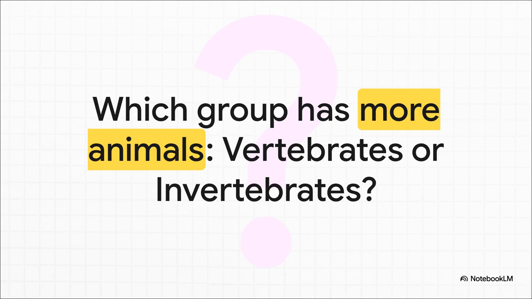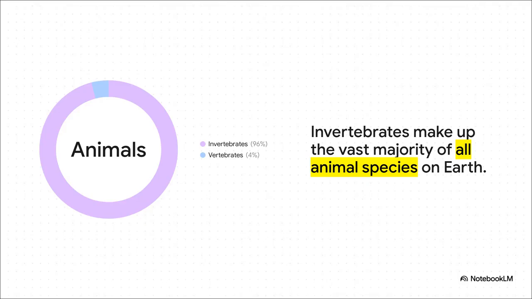Okay, before we move on, what do you think? Just take a guess. Which group has more types of animals in it? The ones with backbones, the vertebrates, or the ones without, the invertebrates? The answer is usually a huge shocker for people. It's not even a close competition.